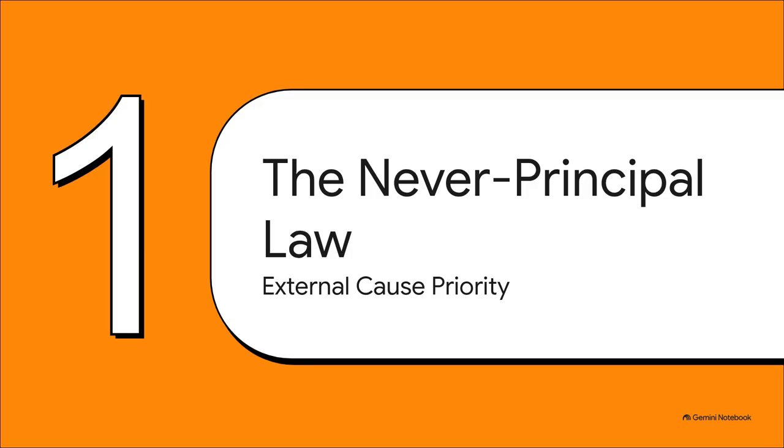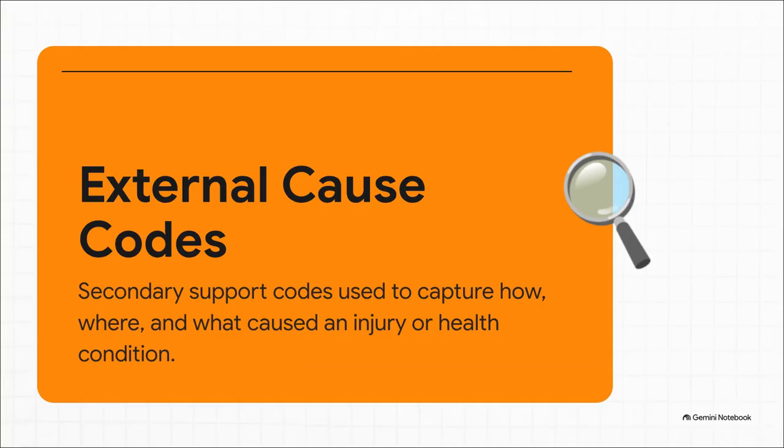All right, kicking things off with Section 1, the Never Principle Law. We've got to start with the absolute, unbreakable cardinal rule of Chapter 20. External causes of morbidity, those V, W, X, and Y codes, they are strictly secondary support codes. Think of them as descriptive tags. They exist purely to capture the how, the where, and the what.